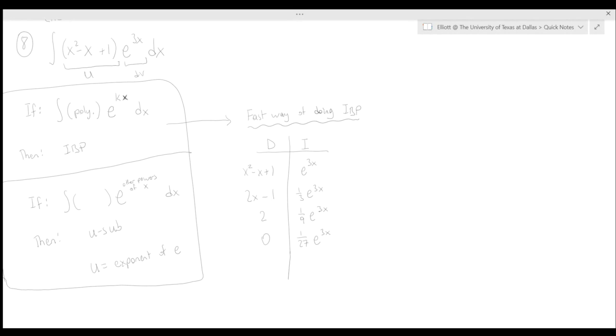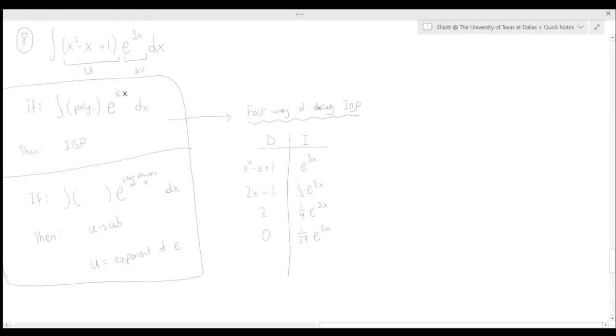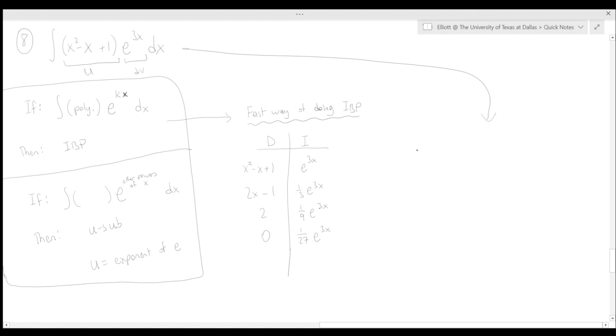So now, with that, we'll stop once we get to the place where we got a 0 in the derivative column. And now to get the answer to our problem, we're just going to combine all of these in a certain way. So let me bring this over to here.